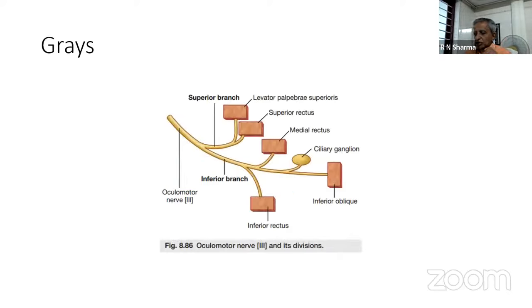Now the third nerve has got a superior division and an inferior division. The superior division will supply the levator palpebrae superioris, the superior rectus, and then come the medial rectus. Then the inferior branch will supply the inferior rectus. Then you have got the ciliary ganglion and the inferior oblique muscle terminally. This is the usual pattern of the nerve branching out.